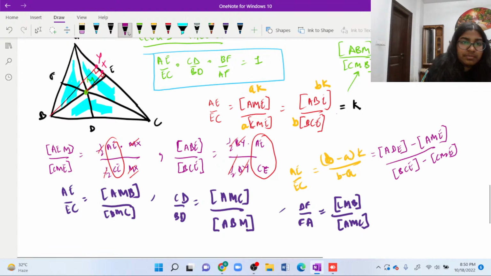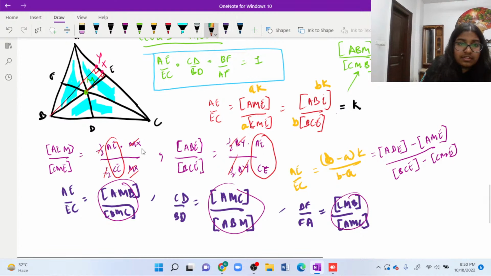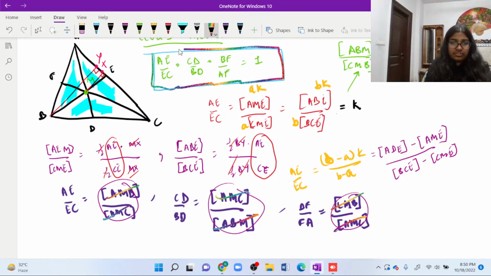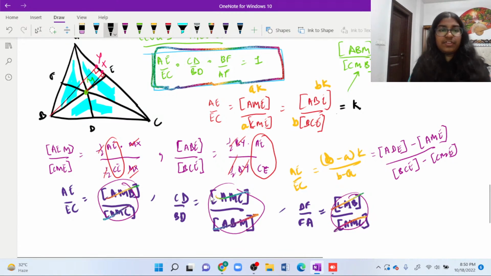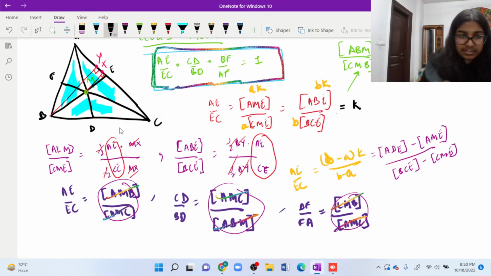So clearly, if we multiply these three, you can see that AMC gets cancelled, and CBM gets cancelled. So AE by EC times CD by BD times BF by AF is actually just 1. And this theorem is very useful when you're trying to prove if three cevians are concurrent, or just trying to find ratios, or trying to prove if things are parallel.